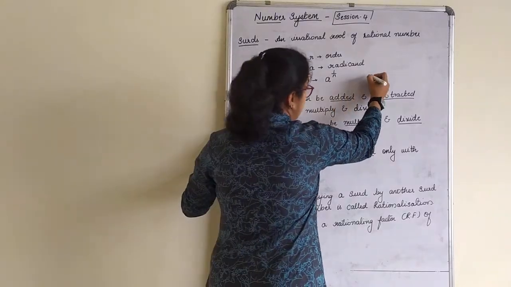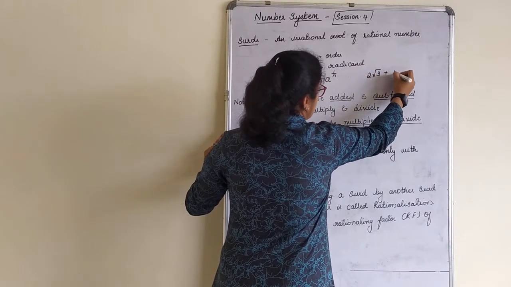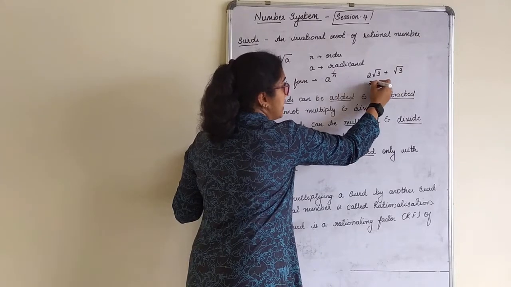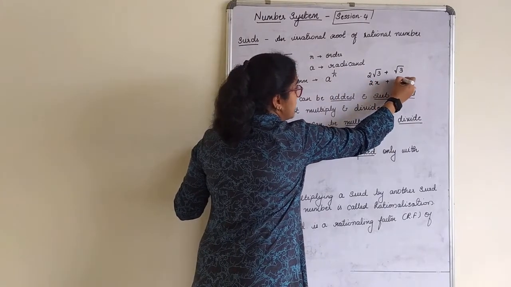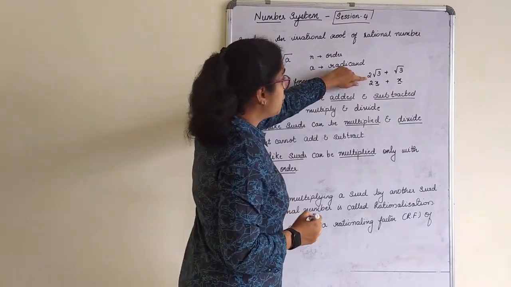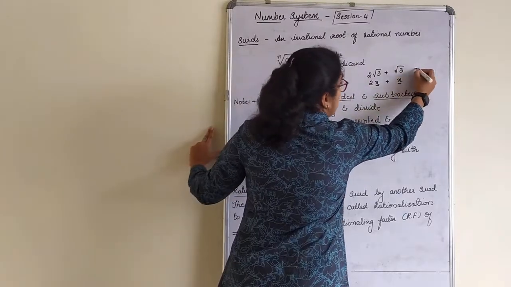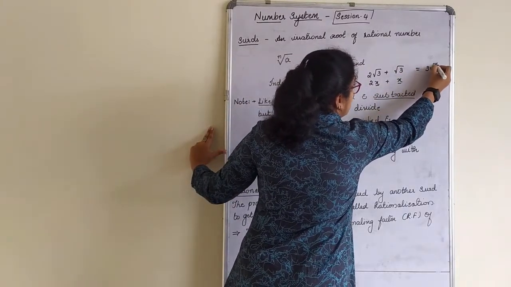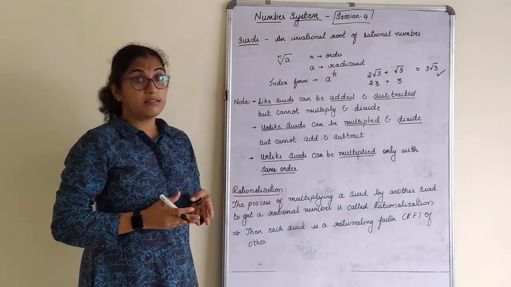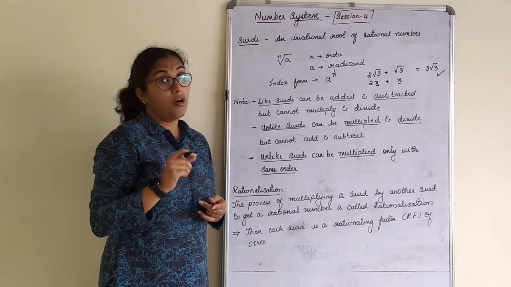For example, if I tell you 2 root 3 plus root 3, can I add them? It is as good as understanding 2x plus x, where x is nothing but root 3 here. The coefficient of root 3 is 2, and the coefficient of root 3 is 1. So can I tell the answer is 3 root 3? Yes, I can tell that. So that means only like surds can be added, like surds with the same order.